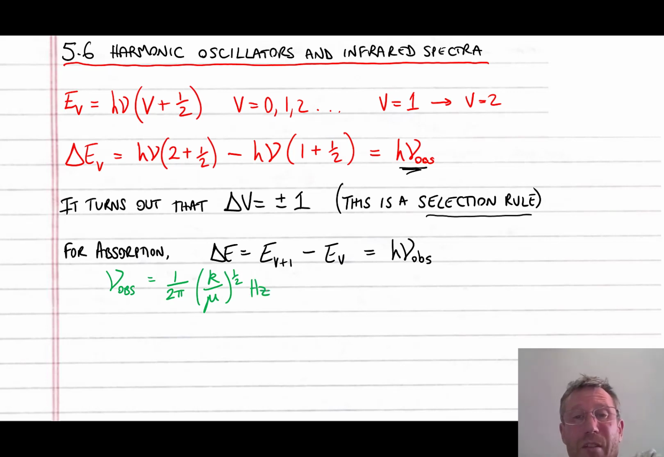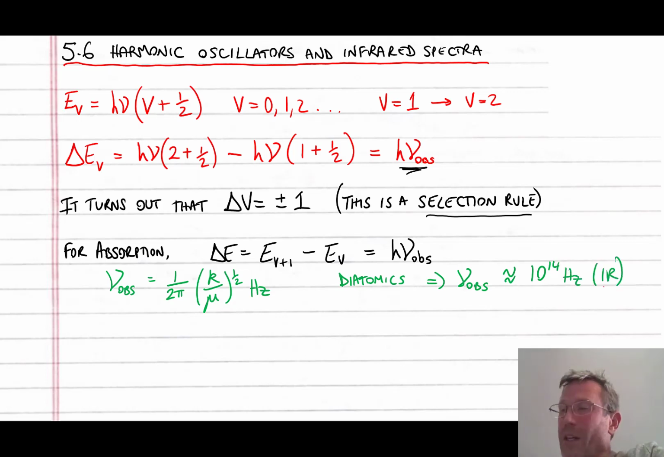In principle for these diatomics, what do we typically see in our spectra? When we actually start to measure absorption spectra, we find that for diatomics nu obs is typically around 10 to the 14 hertz, and that's in the infrared. Many of you who've done infrared spectroscopy already will probably recognize that often the unit we use is wave numbers. So I'm going to state now that it's customary to write down the following expression.